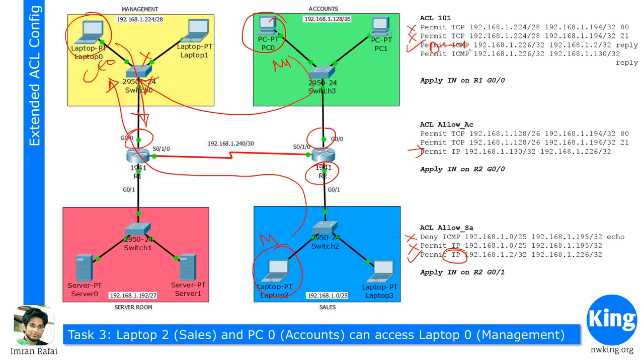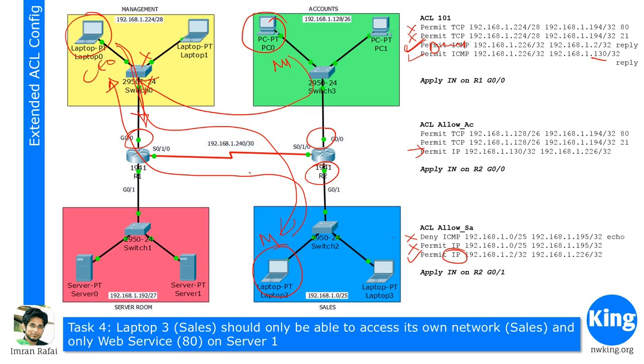So we say permit ICMP 192.168.1.226, which is laptop 0, going to 1.2, echo reply, right? It's an echo reply, let it pass. Similarly, we let traffic going to 130, which is PC 0, right? If it's an echo reply, please let it go through. Then this laptop 0 will be able to send the echo reply back, and when you do a ping, it will successfully work. So that will complete our task 3.